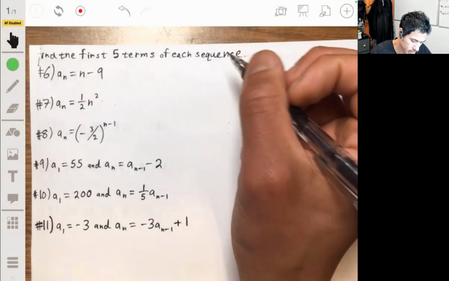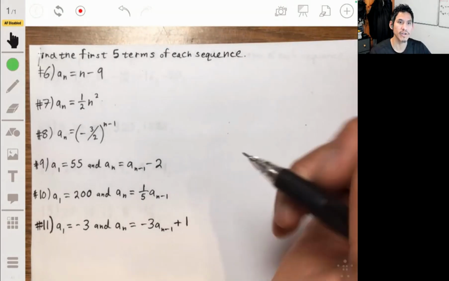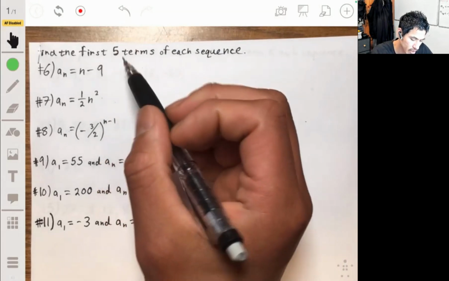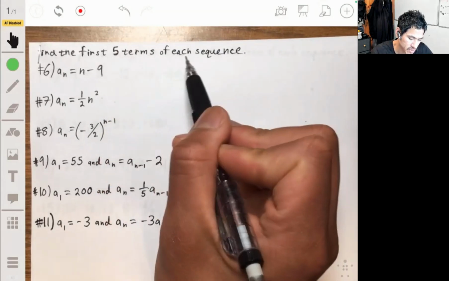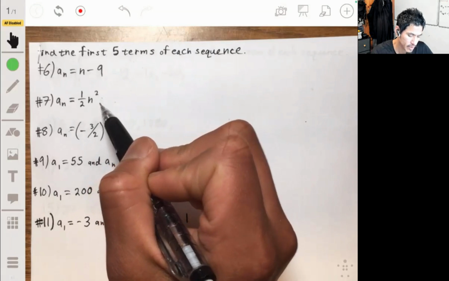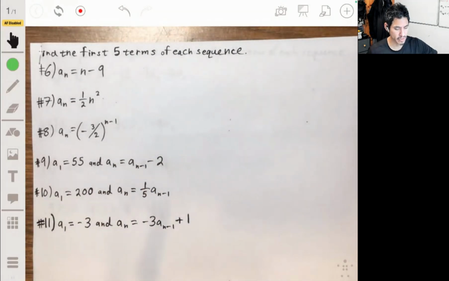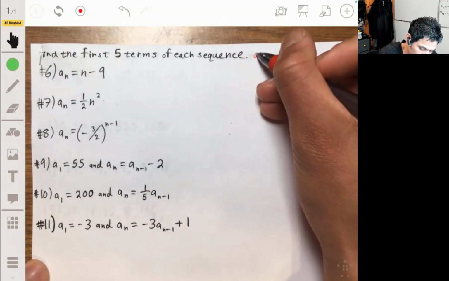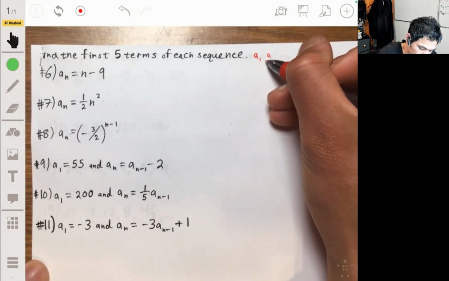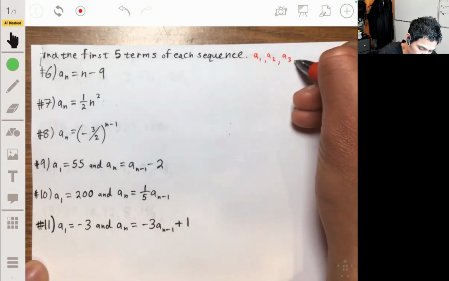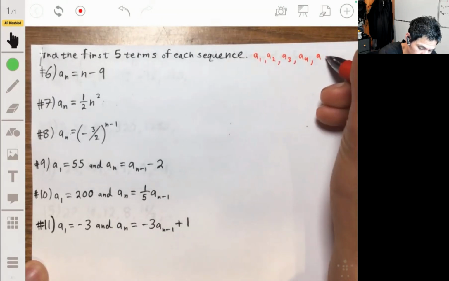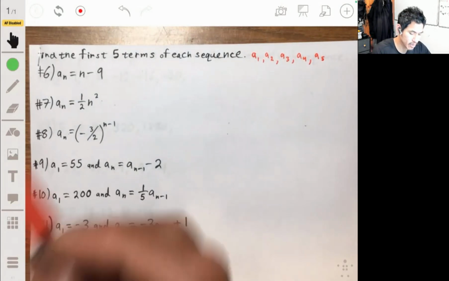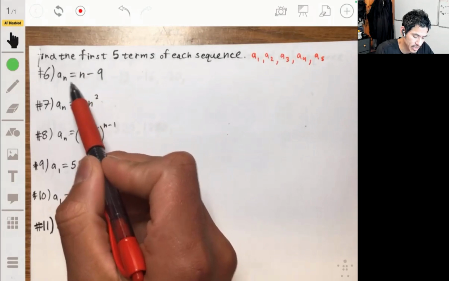All right, so here are the first 6 problems in the practice test. Here we're going to look for the first 5 terms of each of these sequences. Essentially, what we're trying to find is A1, A2, A3, A4, and A5. And the idea is simple when you have an equation given in explicit form.